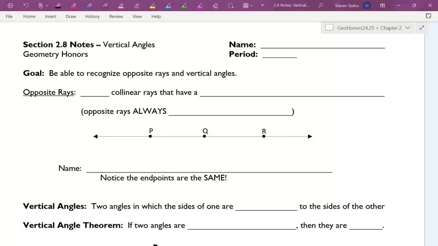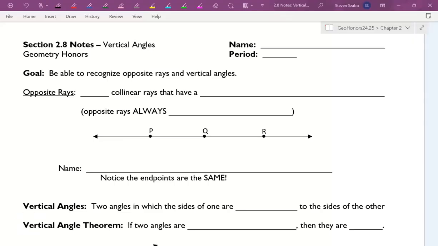Okay, Geometry Honors. This is section 2.8, where we are going to be diving deeper into vertical angles. Throughout this video, I will ask you to pause the video and try a few problems or try a proof here and there. So please do that and then unpause when you're ready to check the answer.